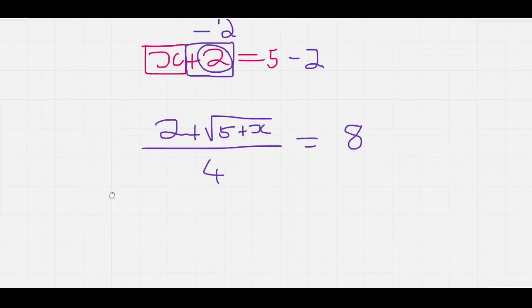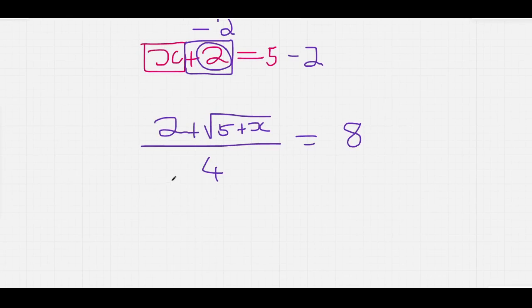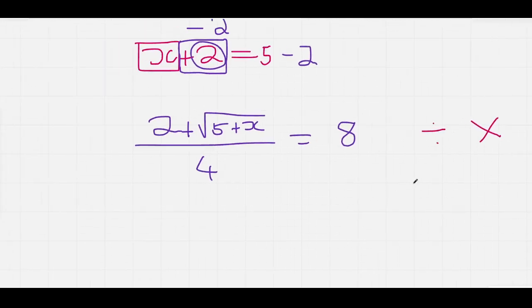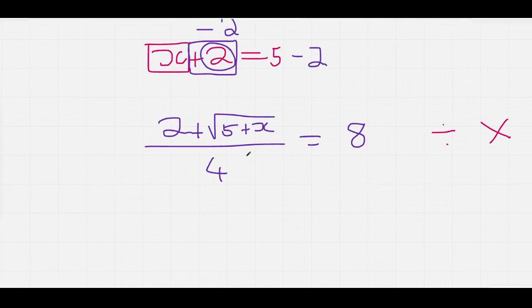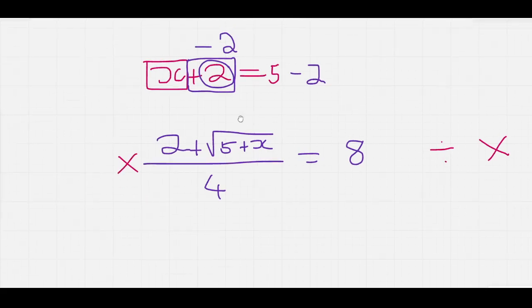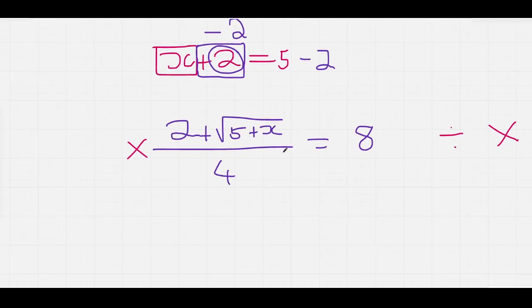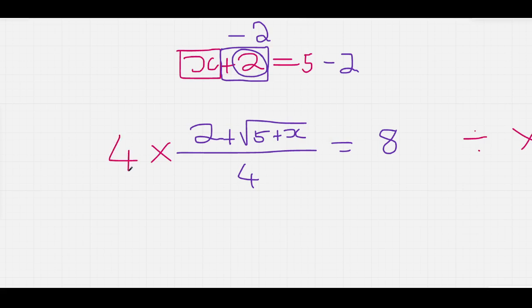How would I go about solving this? Okay, so the first thing I want to do is get rid of divide by 4. Remember, a fraction is equivalent to division. So I want to get rid of divide by 4. The opposite operation of division is multiplication. So when I want to get rid of this divide by 4, I'm going to multiply. And remember, when we wanted to get rid of plus 2, we said minus 2. So if I want to get rid of divide by 4, I must multiply by 4.